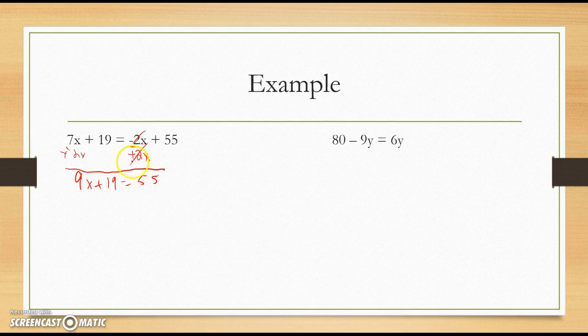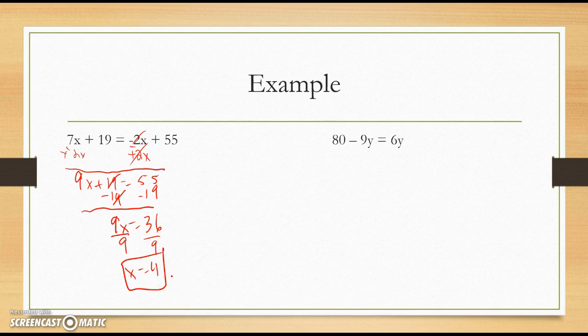So here is an equation we've seen before. Now we're trying to isolate the x. Subtract 19 from each side. 9x equals 36. Divide by 9, x equals 4.